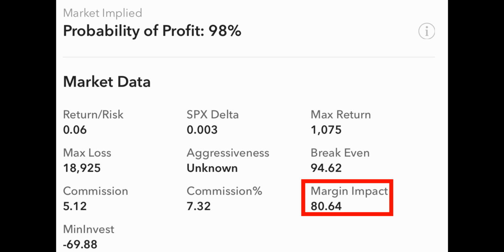So depending on where I take my profit, whether it's between the 10 and 30%, I'm going to make a good amount of return based on the efficiency of capital I've deployed on this particular trade.